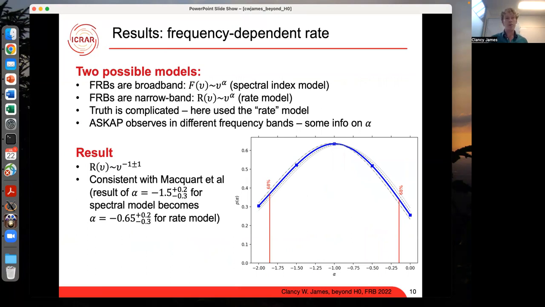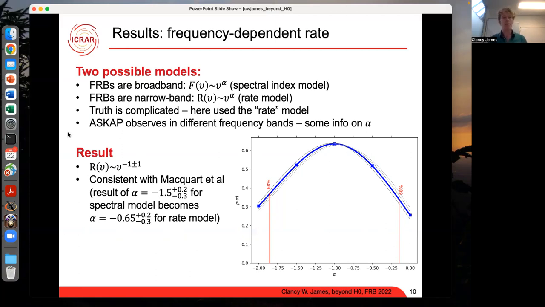Now, the final parameter I'd like to talk about is our results for the frequency-dependent rate. So when you talk about fast radio burst frequency dependence, there are two extremes. You can think of FRBs as being broadband, in which case you can model their fluence as a function of frequency via alpha. But if they're narrowband, you have to model them as a frequency-dependent rate, also as a power of alpha. The truth is complicated and some admixture of these. Here we use the rate model, right? Because it's computationally faster for various reasons.